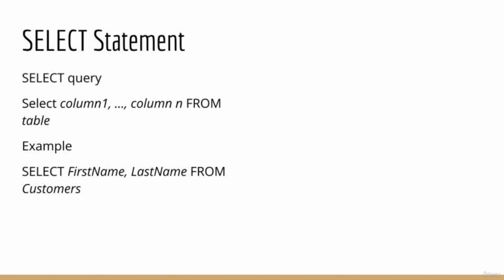Let's look into some querying statements. First, we have the select statement, which is the most used and easiest SQL command. It is used, as the name suggests, to select data from a database. The data returned is stored in a result table called the result set. Here, column 1 through column n are the field names of the table that you want to select data from. In our example, we are selecting the first name and the last name from the customers table.